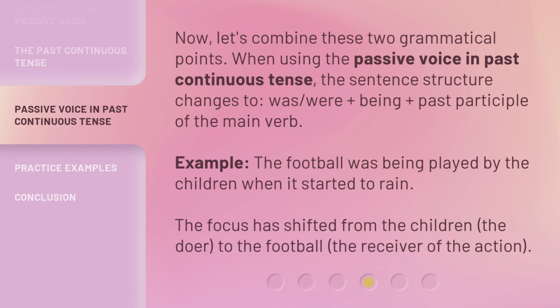Now, let's combine these two grammatical points. When using the passive voice in past continuous tense, the sentence structure changes to was, were plus being plus past participle of the main verb. Example: the football was being played by the children when it started to rain. The focus has shifted from the children, the doer, to the football, the receiver of the action.